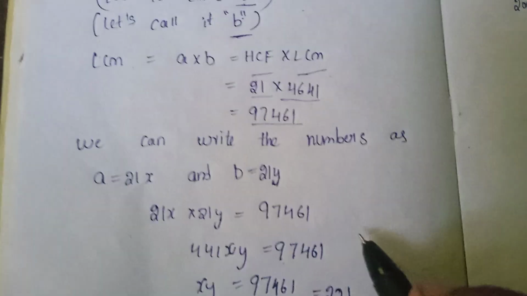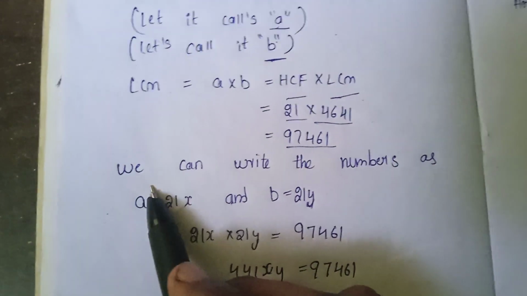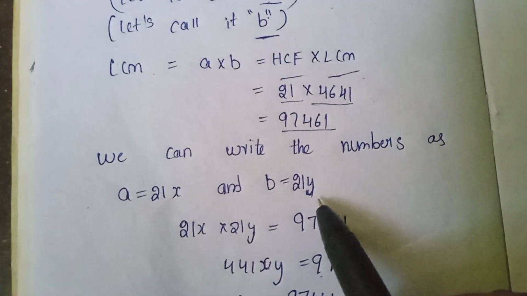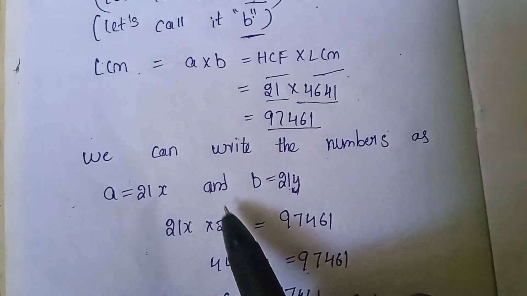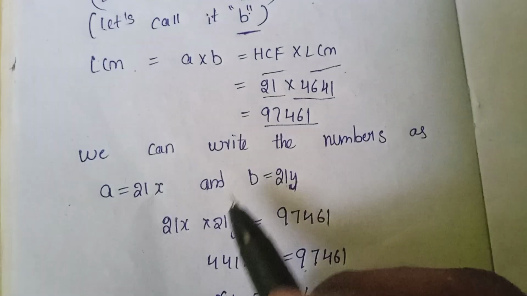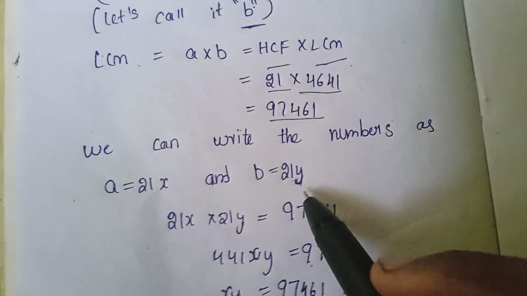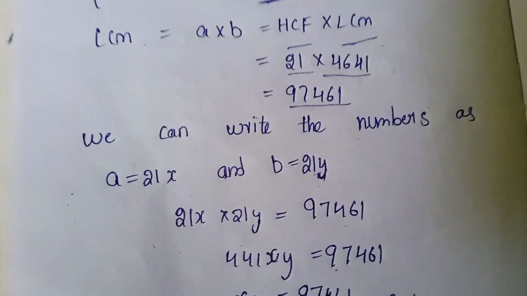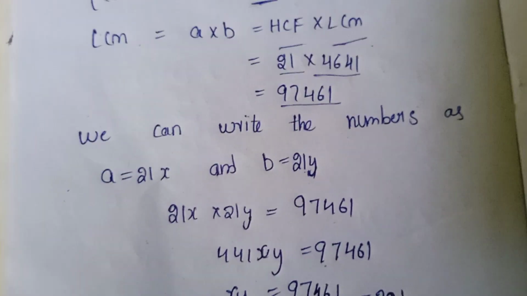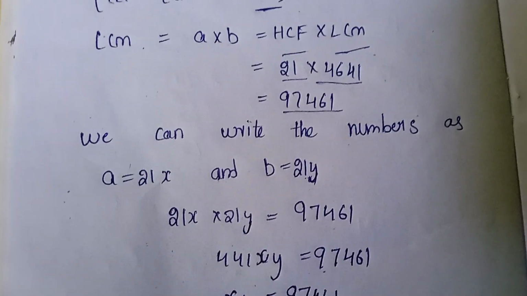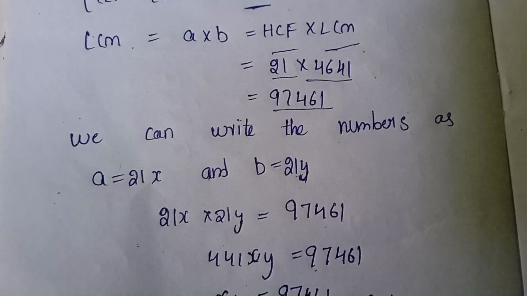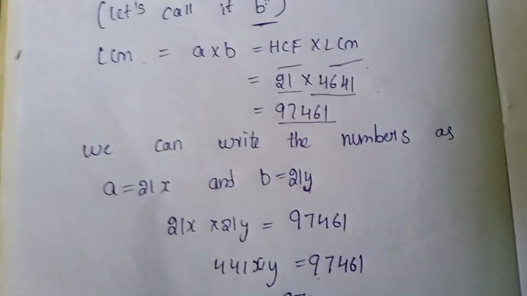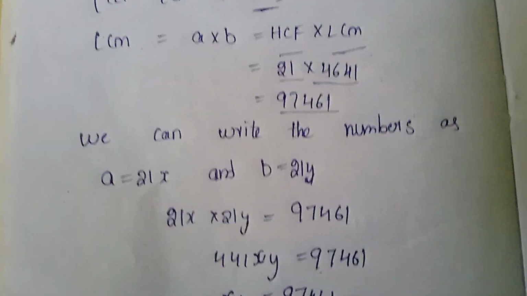We can write the numbers as A is equal to 21x and B is equal to 21y. Why do we write A equal to 21x and B equal to 21y? Because the HCF of the numbers is 21, the highest common factor is 21, so we take 21 as common for A and B.